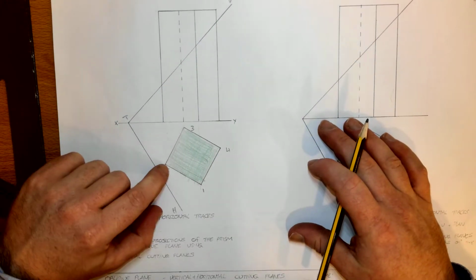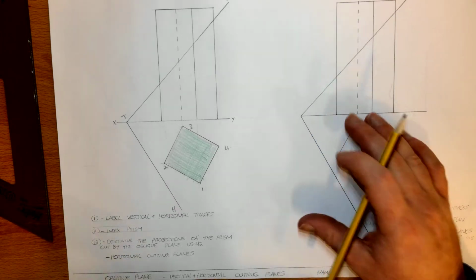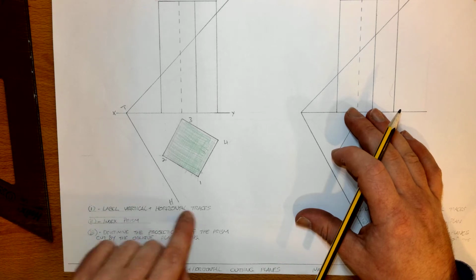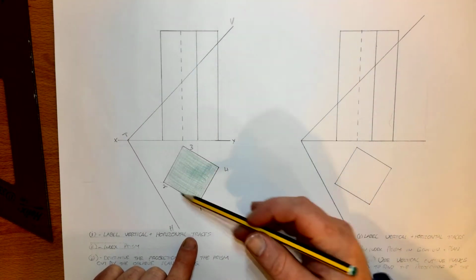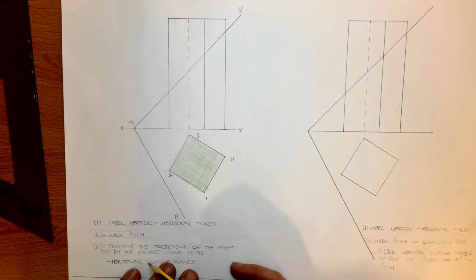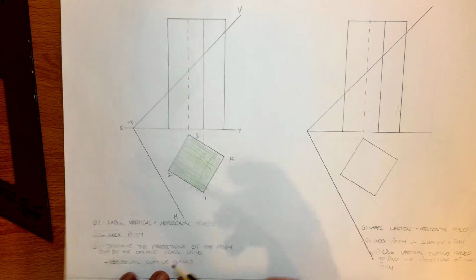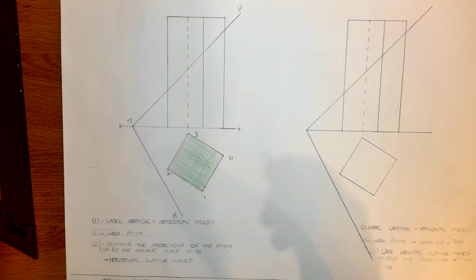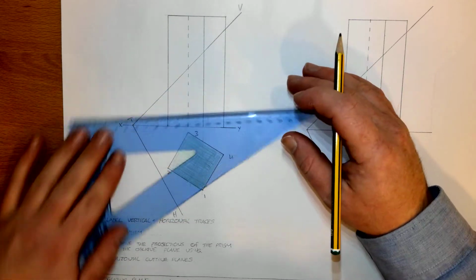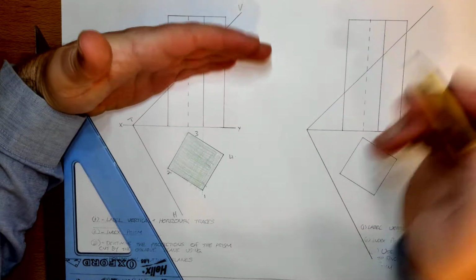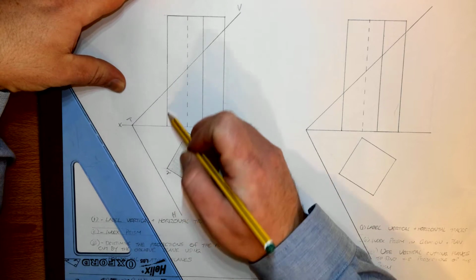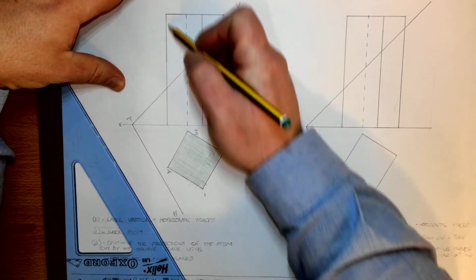So first of all, I'm going to find point 2 because it's closest to my horizontal trace. We're going to first use horizontal cutting planes as it is here. So label the vertical and horizontal traces, done. Index the prism, I've done that. Now I need to determine the projections of the prism that has been cut by the oblique plane using horizontal cutting planes. Horizontal cutting planes being the key word here, it's going to mean that we're going to have horizontal planes here. So point 2 is going to lie along a horizontal line that cuts this edge here somewhere. I don't know where just yet.